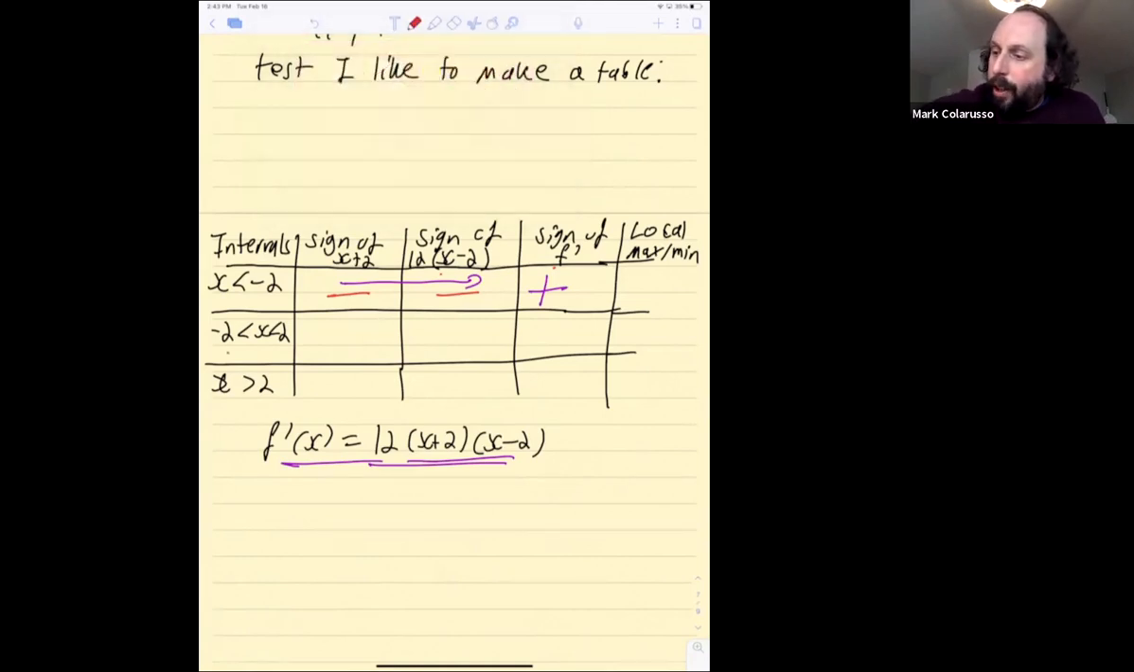Okay, now here we need to figure out the sign of the factor x plus 2 when x is between minus 2 and 2.